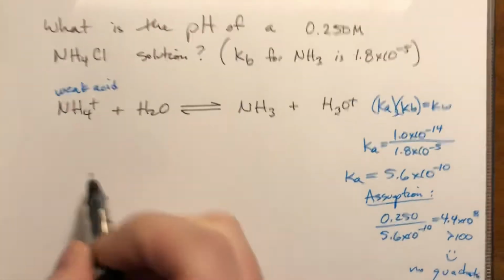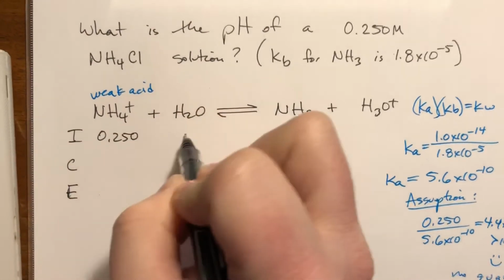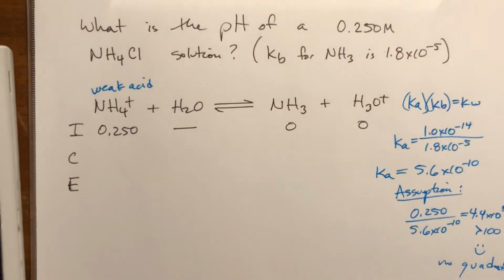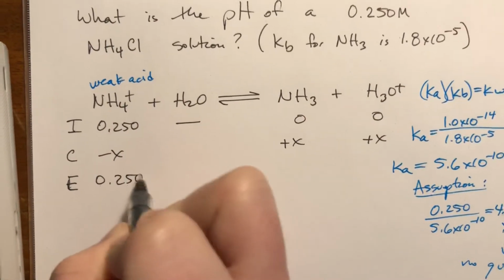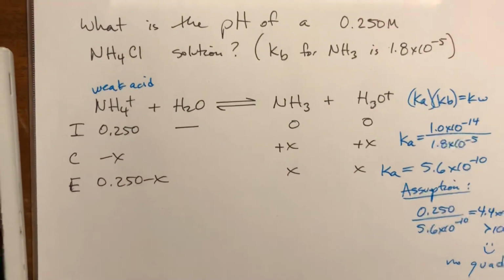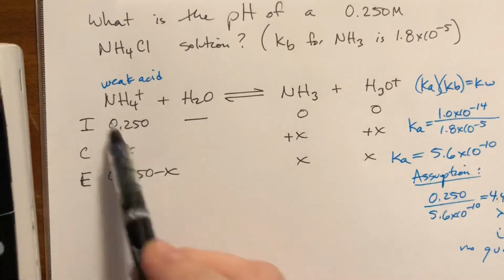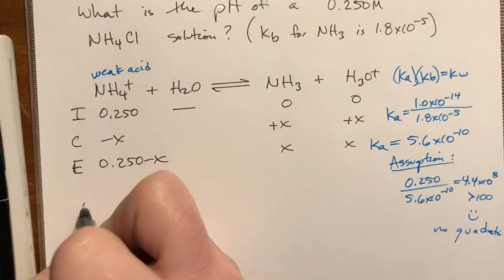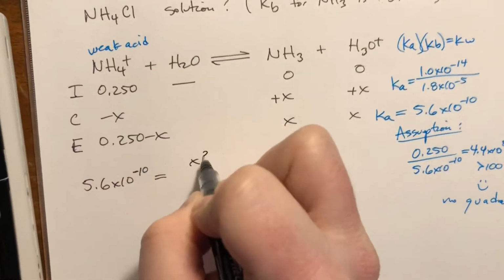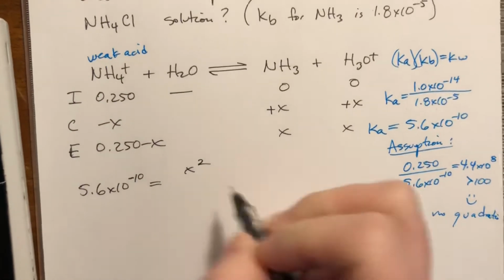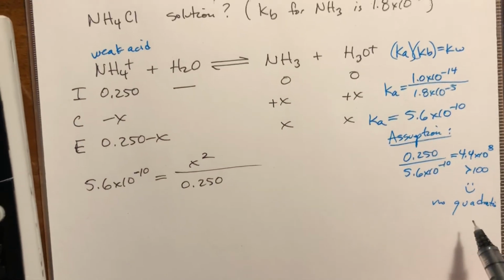So we know the initial, the change, the equilibrium. The initial is 0.250. If we ignore the water, we're starting out with 0 of those things. This is going to decrease by some amount, increase by some amount. This will be 0.250 minus x, this will be x, and this will be x. The Ka value describes the equilibrium, so it'll be the NH3 times the H3O+ divided by the NH4+. I'm just going to put all the numbers in, so 5.6 times 10 to the negative 10th is equal to x squared, because these two are both on top, I'm just multiplying them together, divided by 0.25. That minus x is going to disappear because our assumption was true.